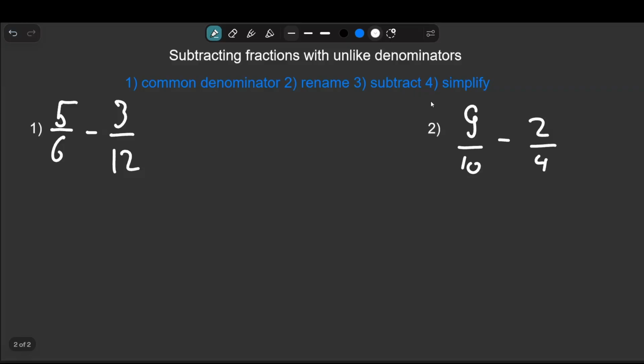So, for number 1, we have a 6 and a 12 as denominators, so we don't have a common denominator to start with, so we can't subtract yet. The first thing that we need to do is find the common denominator, and we can do that by finding the least common multiple between our denominators. We want the least because smaller numbers in value are generally easier to work with, and this will help cut down on simplifying in the end once we get to our answer.